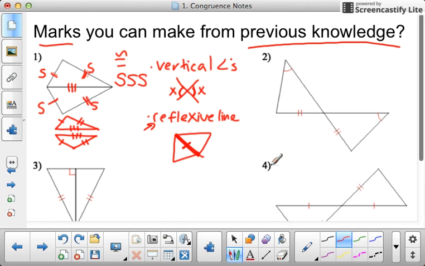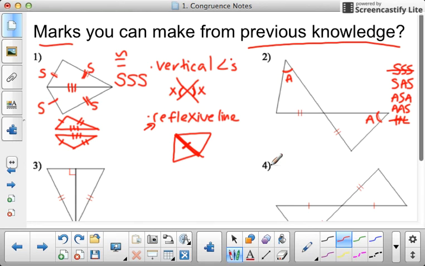Let's look at number two. All right, I'm seeing something important here. I see an arc in the corner and an arc in the corner. This tells me this angle is congruent to this angle. All right, so I know right off the bat, if I listed my options, side, side, side, side, angle, side, angle, side, angle, angle, angle, side, and then hypotenuse leg, right now I can eliminate side, side, side. It can't possibly be that because I've got angles here. I can also eliminate hypotenuse leg. There's no 90-degree angle.